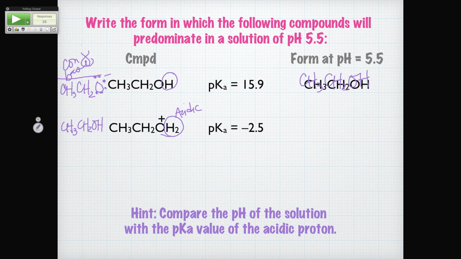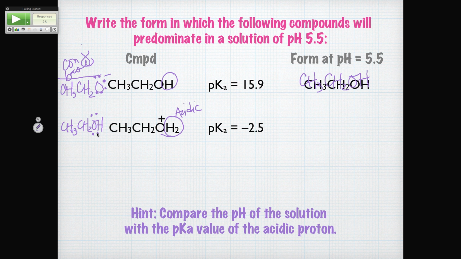See how we got that? All we did was remove one acidic proton. Sometimes you get something that's negative, and sometimes you get something that's neutral. It just depends on what you started with. The pKa, notice, is a very low number, minus 2.5. So now, what do you think the form is going to be at pH 5.5?